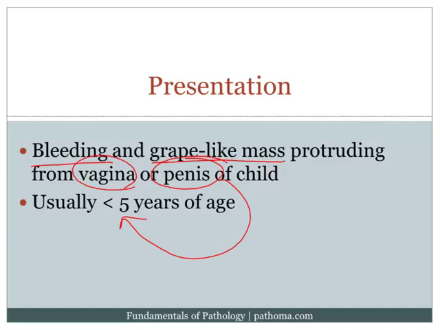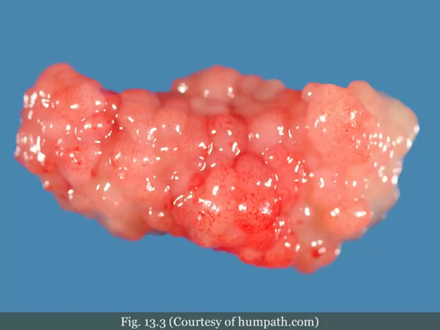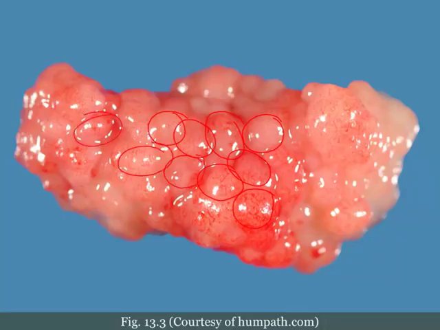Because this produces a grape-like mass, it's also called sarcoma botryoides, and botryoides is a term that literally means grape-like mass. Here's a picture of the grape-like mass, and all I'm showing you here is the mass. I'm not showing you, obviously, the protrusion of the mass from the vagina or the penis, but you notice all these grape-like bubbles or protrusions here, and so they call this sarcoma botryoides, again, because of this grape-like mass, and it also, of course, represents an embryonal rhabdomyosarcoma.